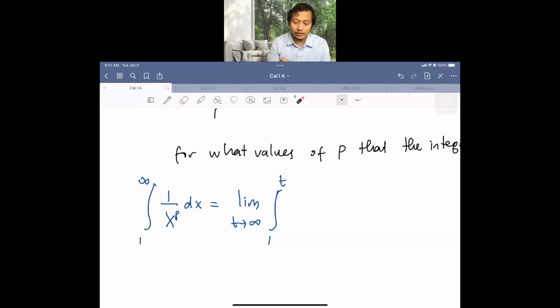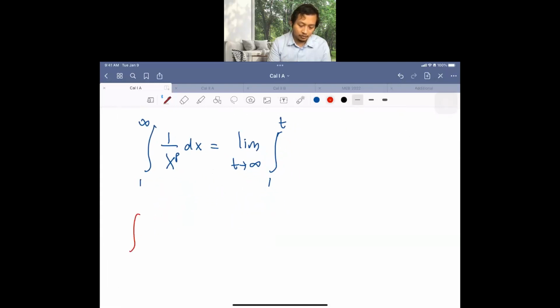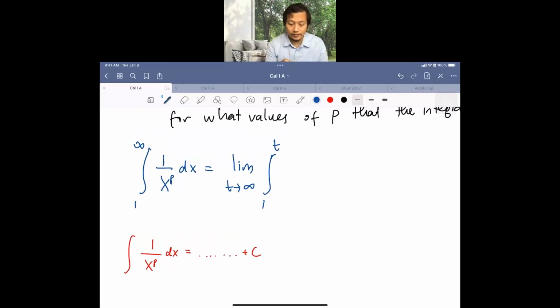That's basically the obvious reason. And actually, if you prefer to solve the integral first, you can start with the integral of 1 over x to the p dx, treating it as a normal indefinite integral. Find some value plus c, and later input the infinity and 1 and then take the limit. That's also okay, but let me write it with the limit here, just for your reference.